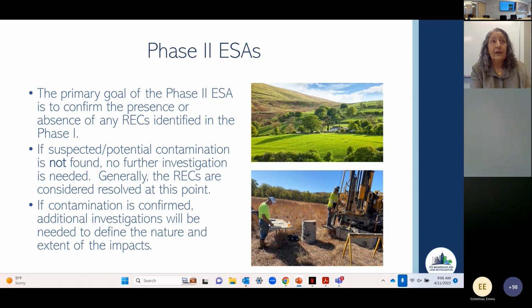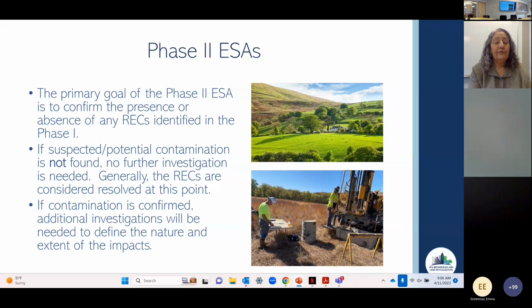If the suspected contamination is not found, then you don't have to do anything further, and the RECs you'd consider them resolved. But if contamination is found, then in most cases, you're going to have to do additional investigation to completely define the nature and extent of that contamination. It will not answer all the questions in 9 out of 10 cases, unless you do an extremely extensive phase 2.